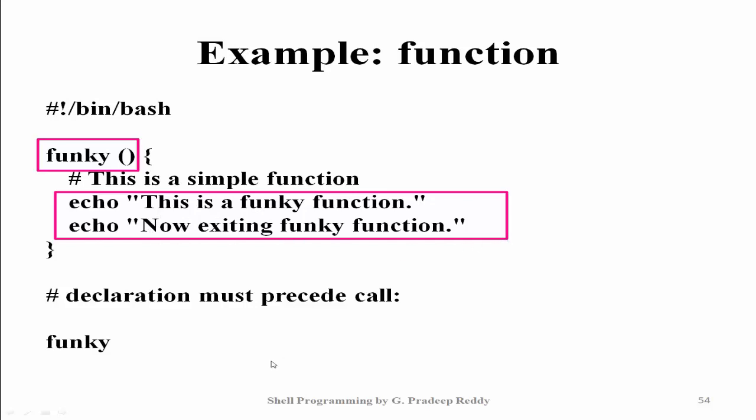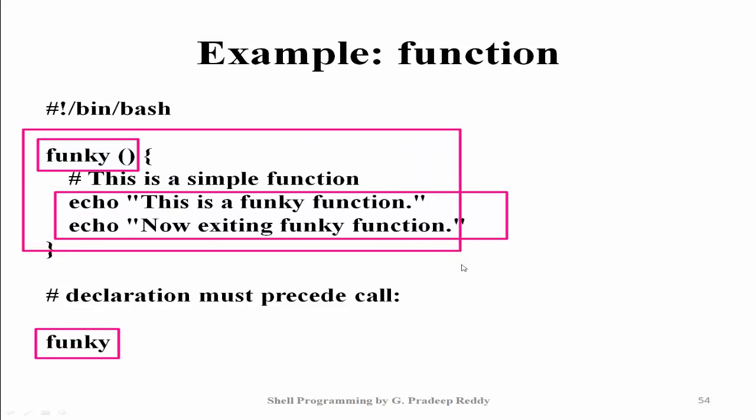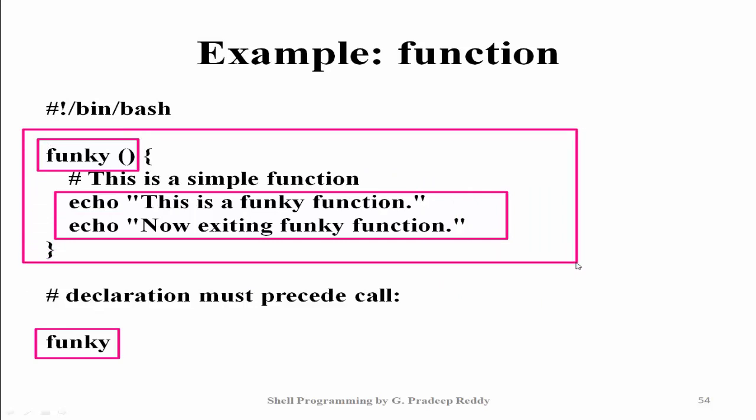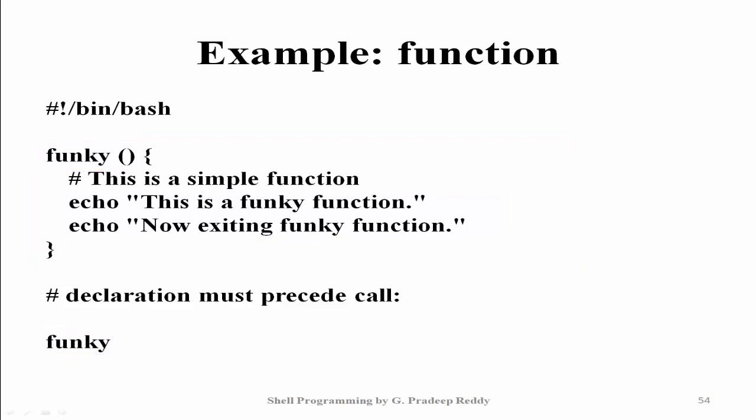So now if you want to call the function, you have to call the function by the function name. The function declaration should always come first if you want to call a function. After declaration of the function, you can use the function name to call the function. Because of that reason, a declaration must precede a call.